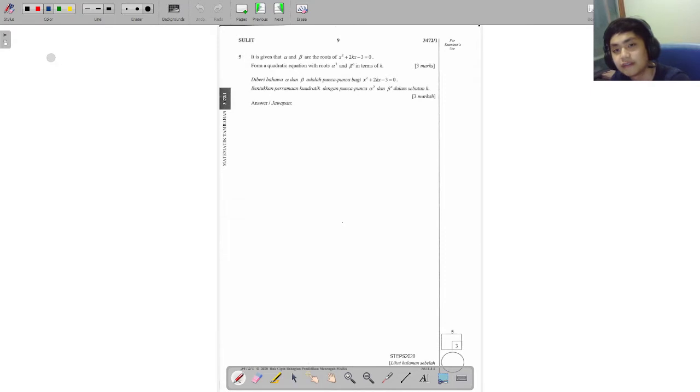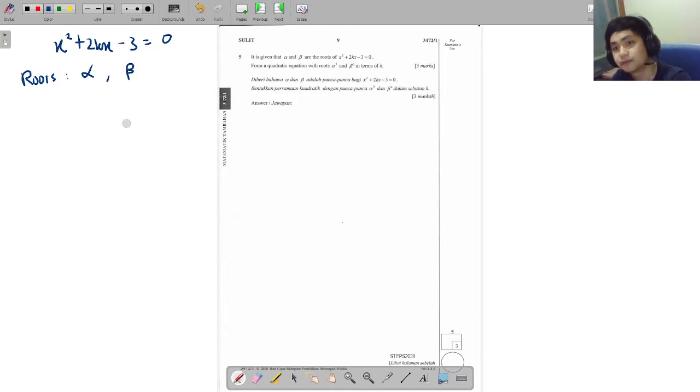Right, so number 5, x squared plus (2k minus x)... x squared plus 2kx minus 3 equals 0. Alpha and beta are the roots. Form a quadratic equation with alpha squared and beta squared in terms of k. So the roots are alpha and beta.